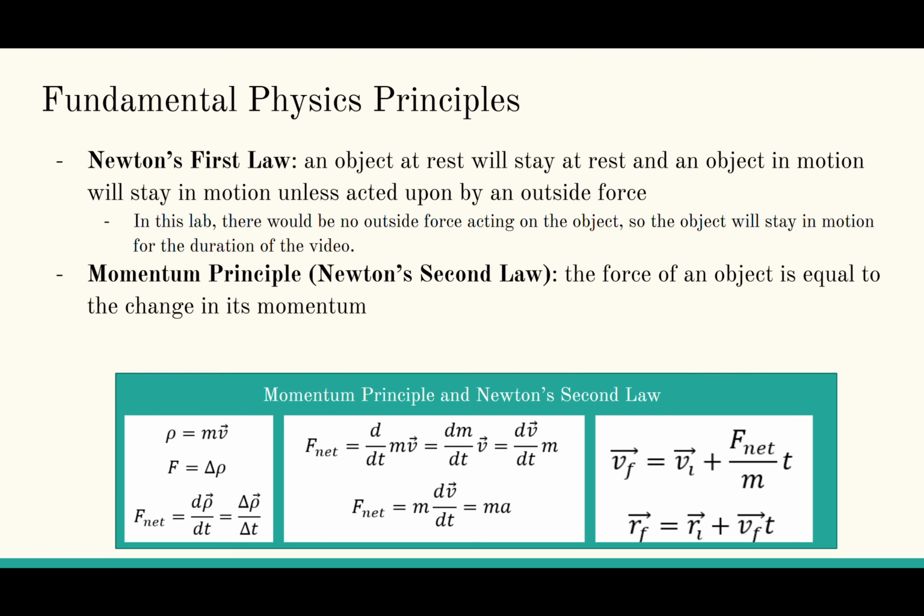In order to do the lab, we first need to understand the fundamental physics principles behind it. This includes Newton's first law: an object at rest will stay at rest, and an object in motion will stay in motion unless acted upon by an outside force. We also have the momentum principle, or Newton's second law: the force on an object is equal to the change in its momentum. The momentum principle can be rearranged to find the velocity update and the position update equation, which we will use in the GlowScript code.